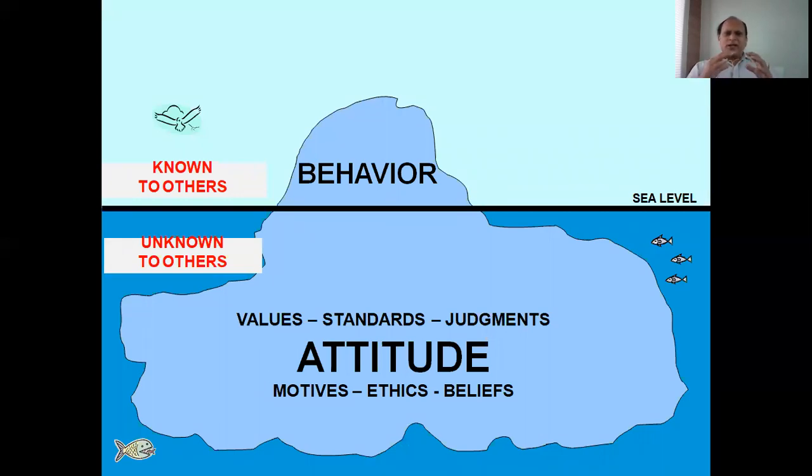In the behavior pattern also, what is known to the people is only the topmost portion. Unknown to others are all your values, your standards, your motives, your hidden motives, your direct motives. Everything is hidden inside, all these mental processes going through your conscious mind, your unconscious mind, subconscious, superconscious, whatever you talk about. But what people will see is your behavior. They are not going to see your attitudes. Based on your behaviors, they form a framing about your attitudes.